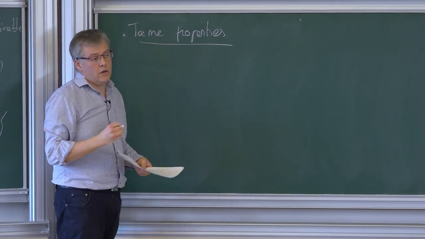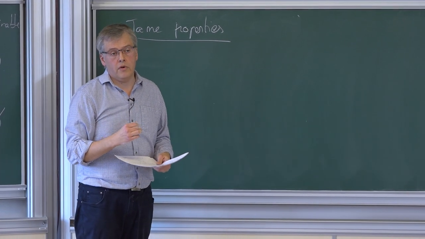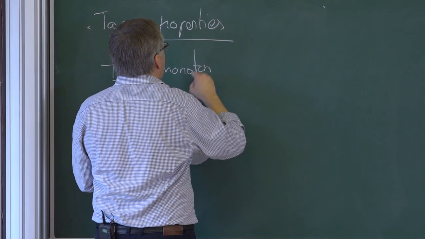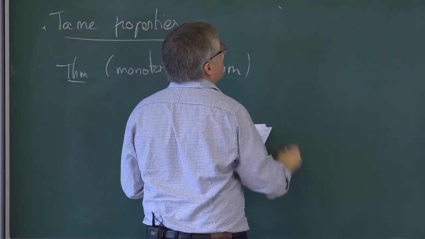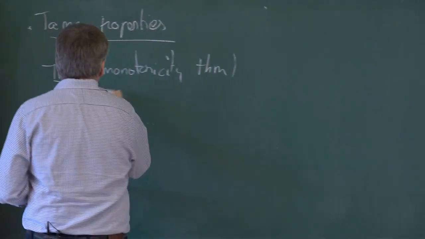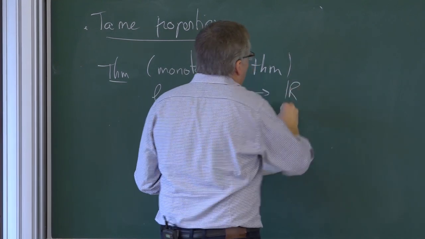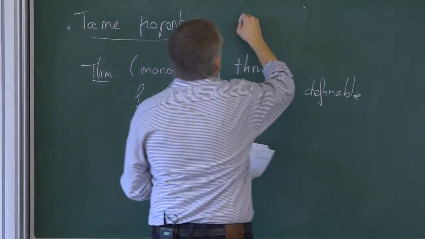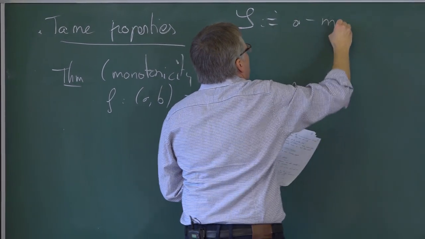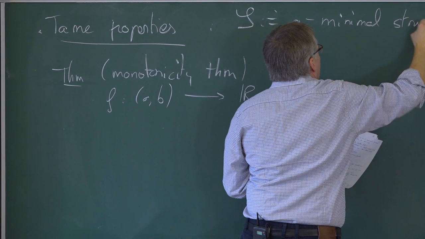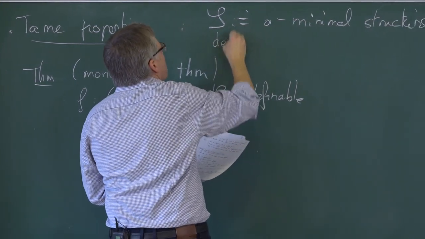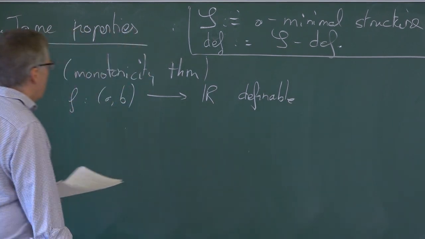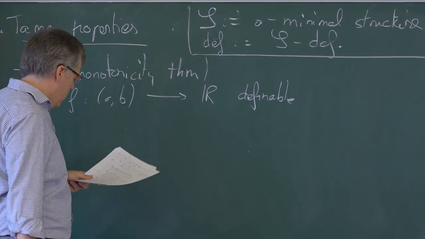So the first thing that you can ask is basically what is the structure of a definable function from R to R. Okay, and so the first theorem is called the monotonicity theorem, and it says the following. It says that if you start from a map from an interval (a,b) to R, which is definable. Ah, yeah. So now I fix S is, by definition, an o-minimal structure, and definable means S-definable. So I start with this definable map in some o-minimal structure.